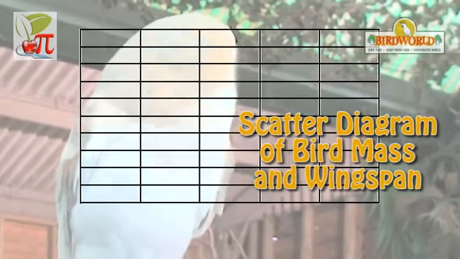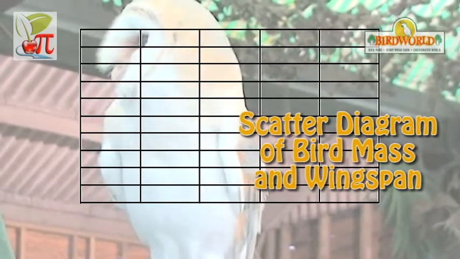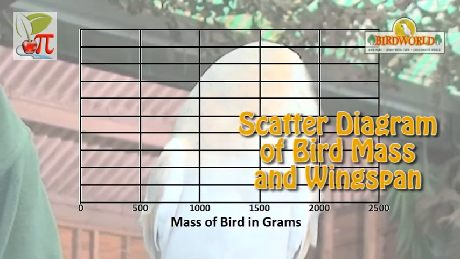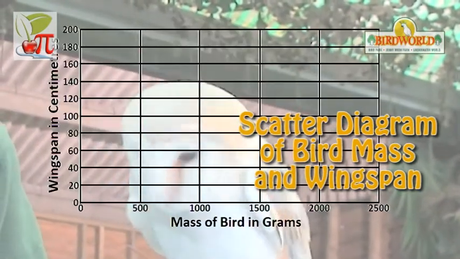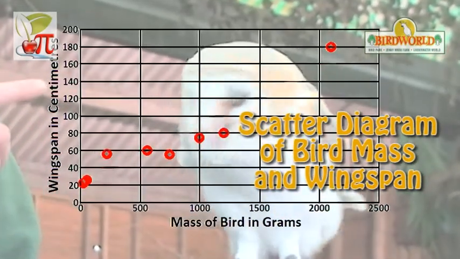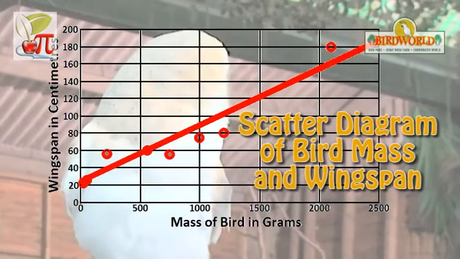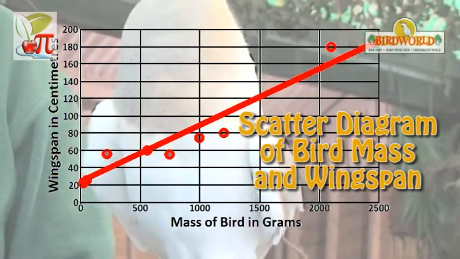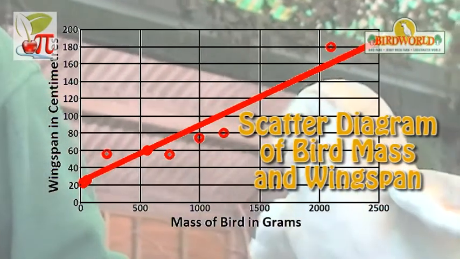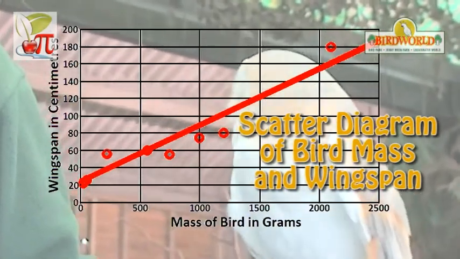So each axis of the scatter diagram is used to represent each of the data values. In the first example, the mass of the bird is on the x-axis and the wingspan is on the y. After plotting the points and the line of best fit, our scatter diagram looks like this. The scatter diagram indicates positive correlation since the general trend is low left to high right.